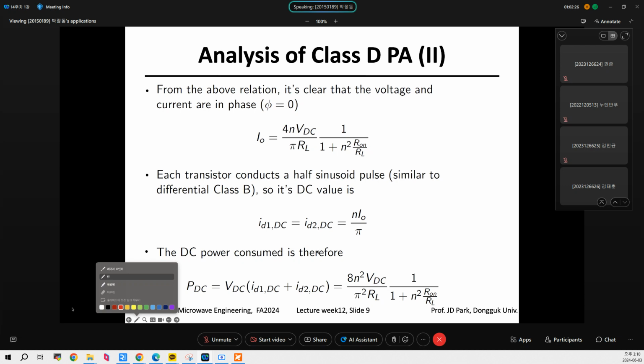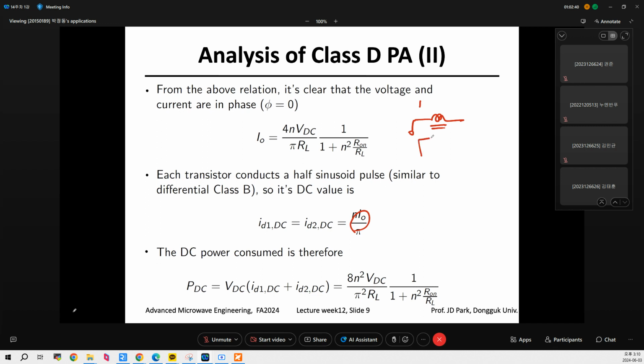Oh, it is right. This is correct. Why? Because you just think about that. I got confused. Okay, this is correct. Why? Because if you take a look at this, I said this is a 1 to n transform, which means current-wise, this is 1 to n for current. Okay, makes sense.